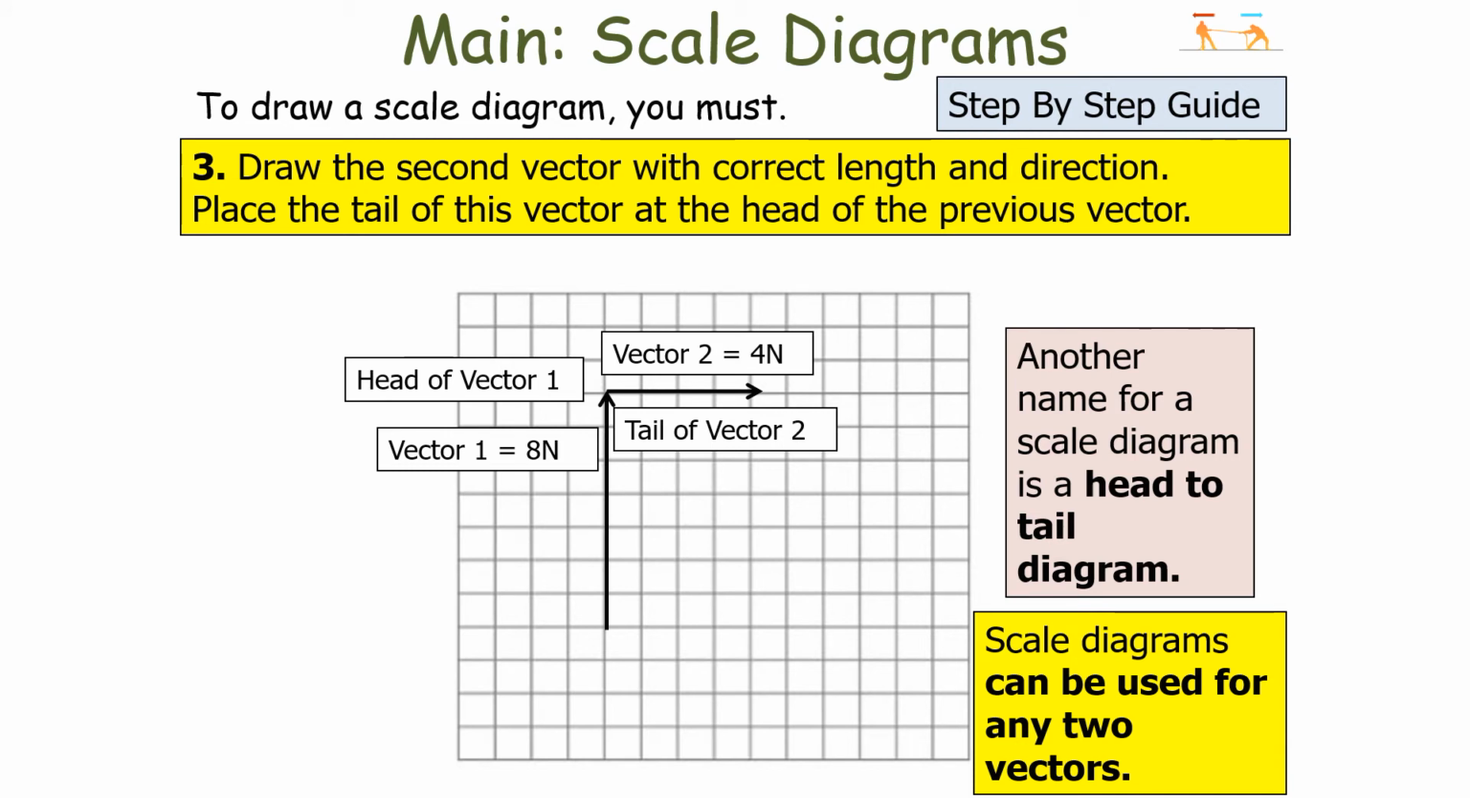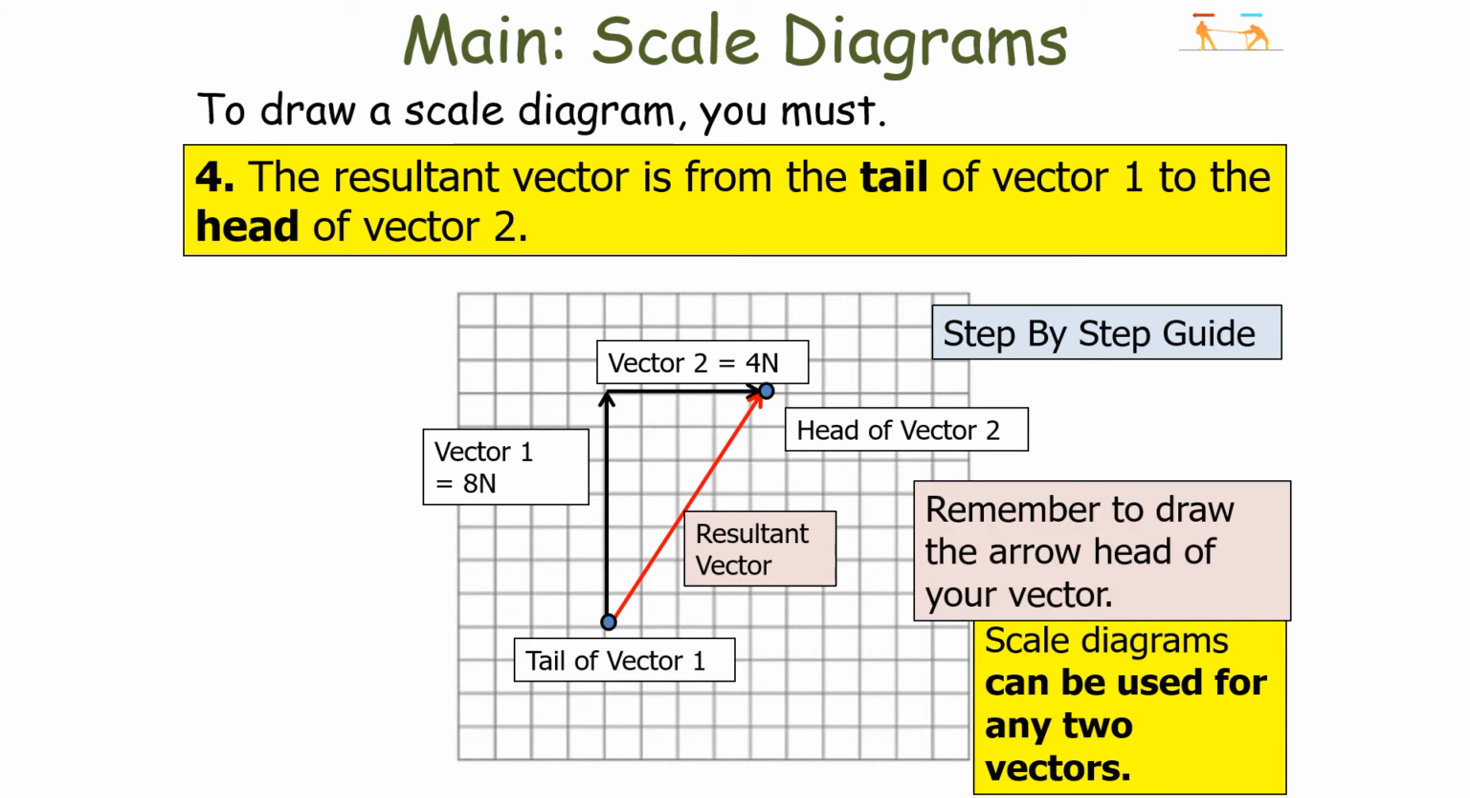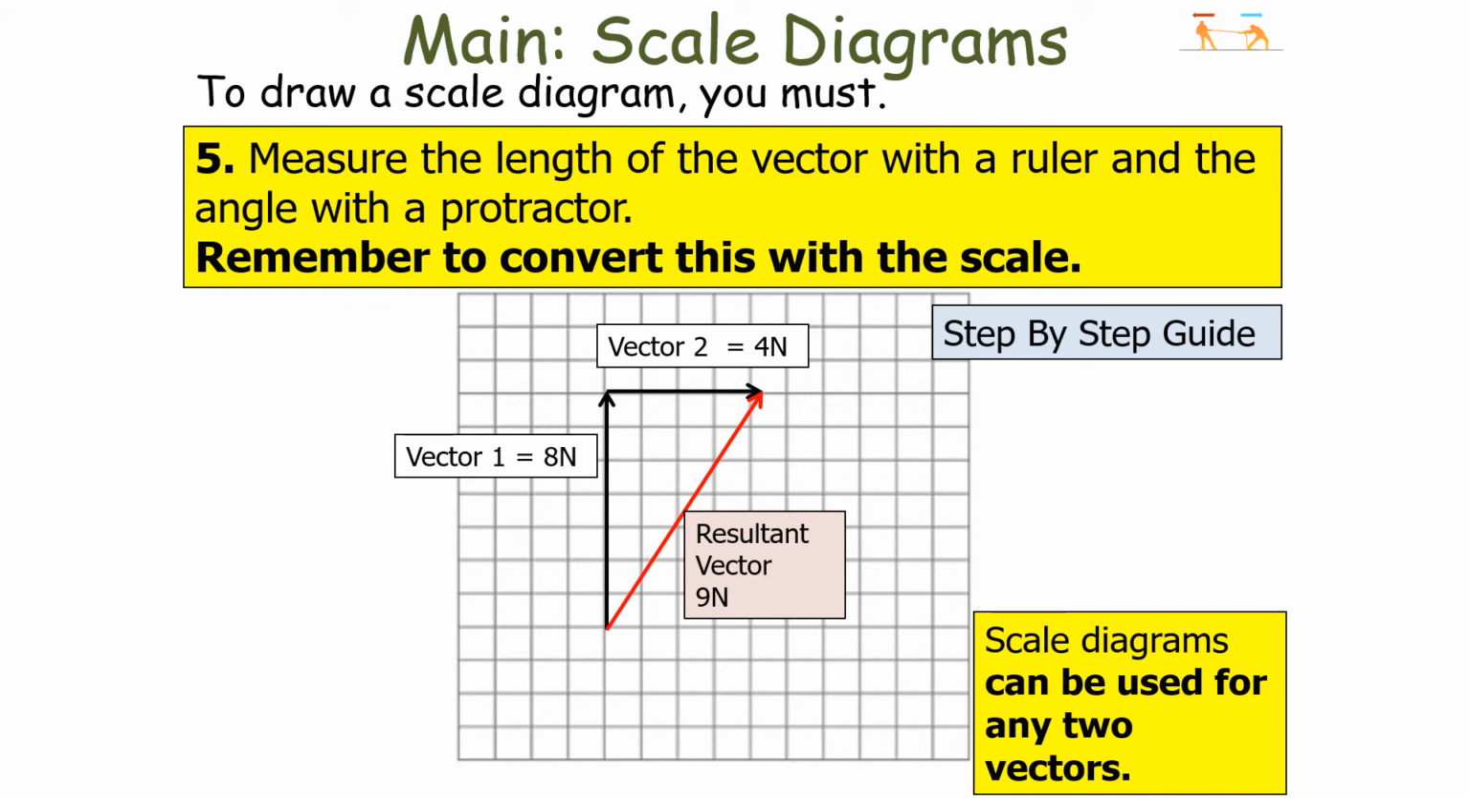So for example, we could say that vector 1 is 8 newtons and vector 2 is 4 newtons. Now this works on our scaling because we said 1 square equals 1 newton. So the vector 1 is 8 squares and vector 2 is 4 squares. Now the resultant vector is from the tail of vector 1 to the head of vector 2. Now remember, you should always be drawing in the arrowheads of your vectors as you draw them in. You then measure the length of the vector with the ruler and the angle with the protractor, and remember to convert the scale. So for example, if the resultant vector was 9 centimeters long and 1 centimeter equals 1 newton, your resultant vector would be 9 newtons.